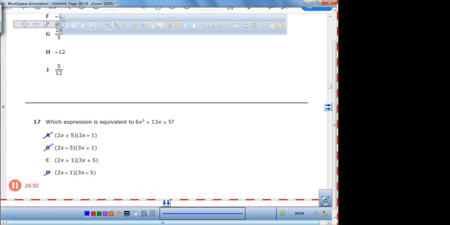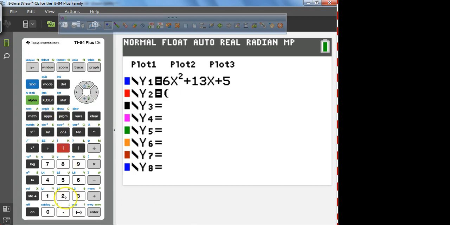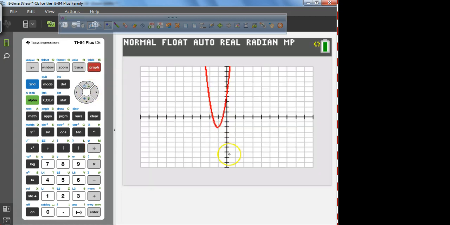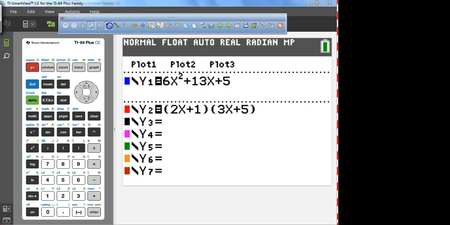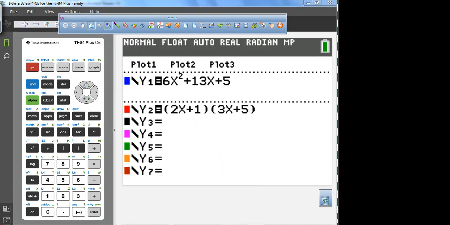2x plus 1, 3x plus 5. So y equals, we open parentheses, 2x plus 1, and then 3x plus 5. Now, if this is the same as this, I'm going to hit graph. What did you see happen? It went over it, which means these right here are the same.